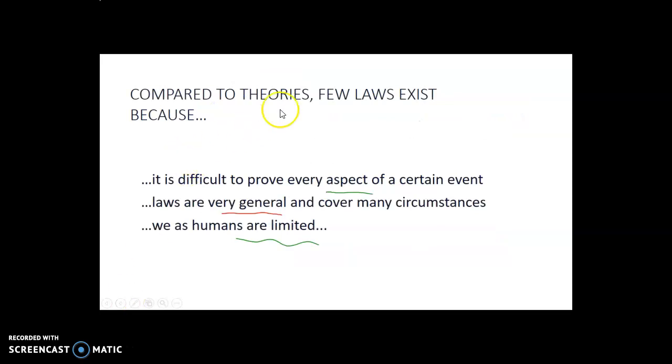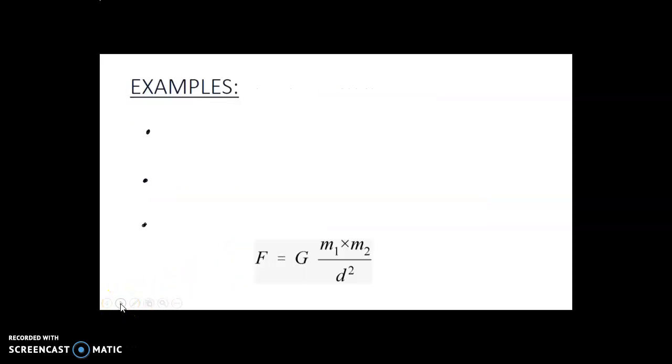Compared to theories, there are few laws that exist because it's difficult to prove every aspect of a certain event. Laws are very general and cover many circumstances. And also, we as humans are limited. We're limited in our technology. We're limited in how far we can travel. And so those are just some reasons why.